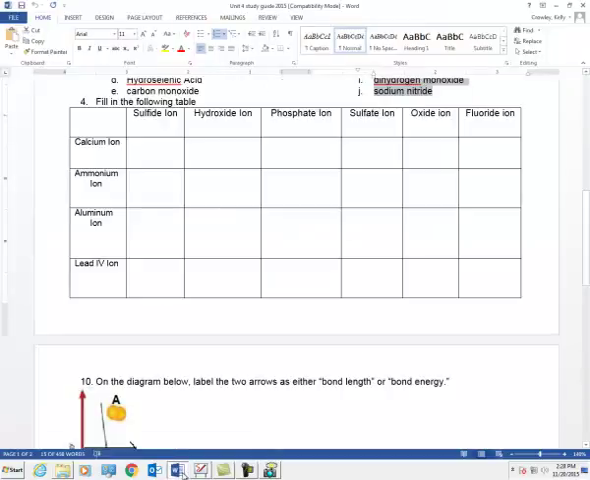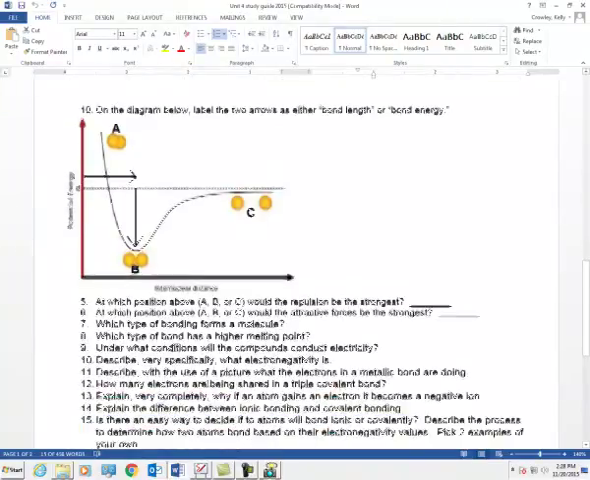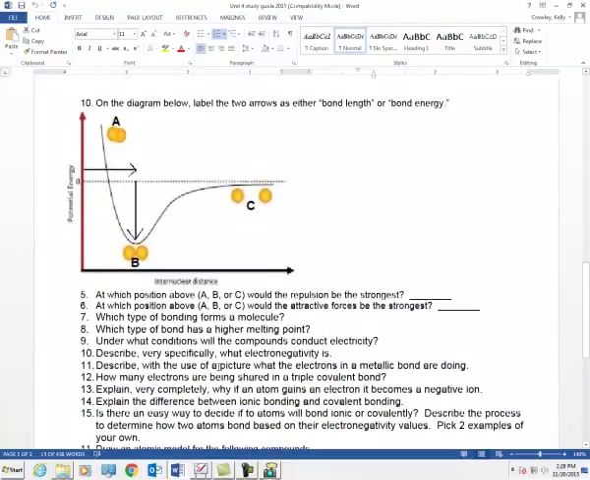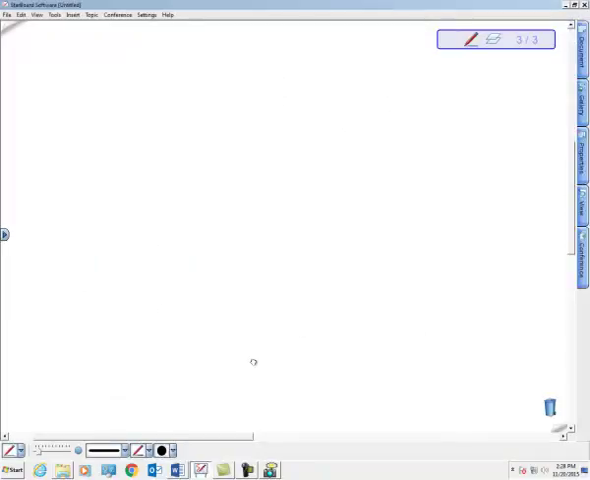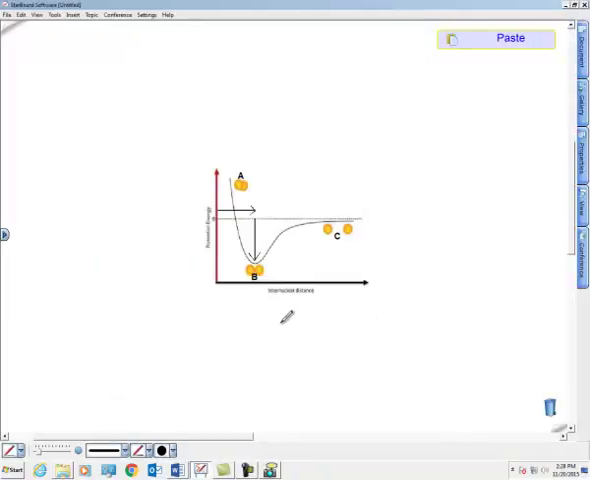We are running short on time. Let's see what else we have here, because I know a lot of people are worried about this diagram. This diagram is actually pretty easy to understand. So I'm going to take this image and copy it, and we'll just have a real quick discussion before you guys are done here.